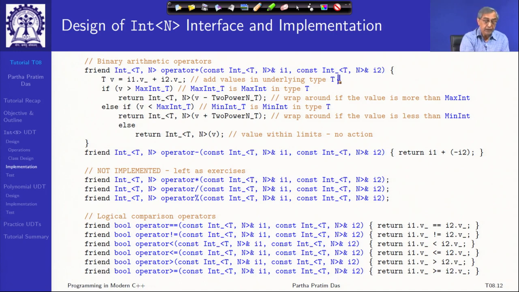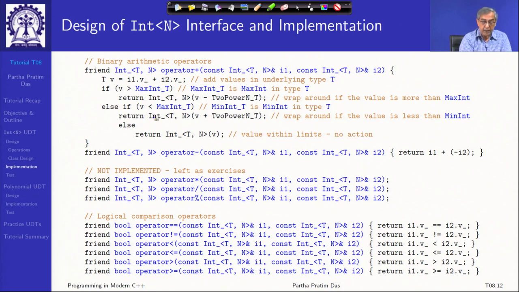So, we first take the values from the underlying type and add them. This is where the underlying type is important. These are values of type T, and this is my temporary result. Then I see whether I can construct an object of value v using my type, whether it exceeds maxint or it is less than minint. If it is greater than maxint, I have to subtract 2 to the power n. I have kept another constant pre-computed, which is 2 to the power n, a compile-time constant, so I can use it every time.